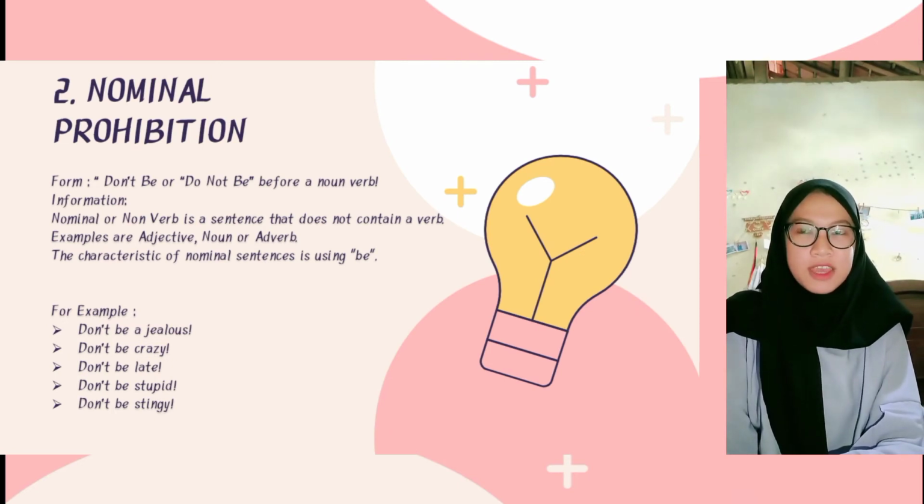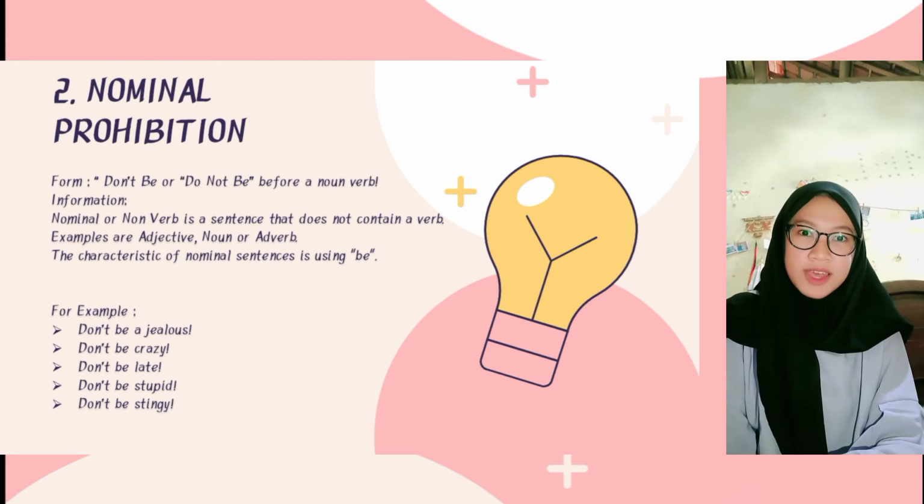Example prohibition 2. Nominal prohibition. Formula: don't be or do not be before a noun, verb, exclamation mark. Information: nominal or noun verb is a sentence that does not contain a verb. Examples are adjective, noun or adverb. The characteristic of a nominal sentence is using be. For example, don't be jealous, don't be crazy, don't be late, don't be stupid, don't be stinging.